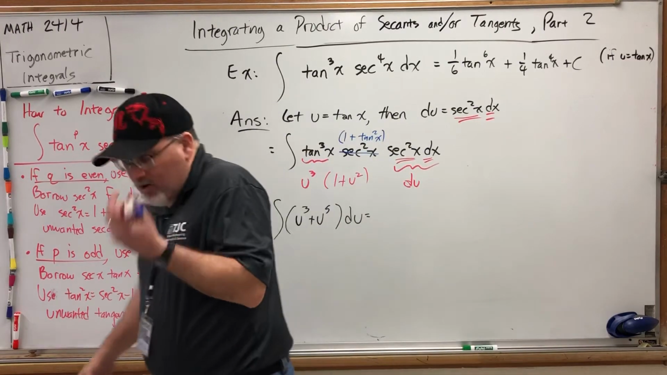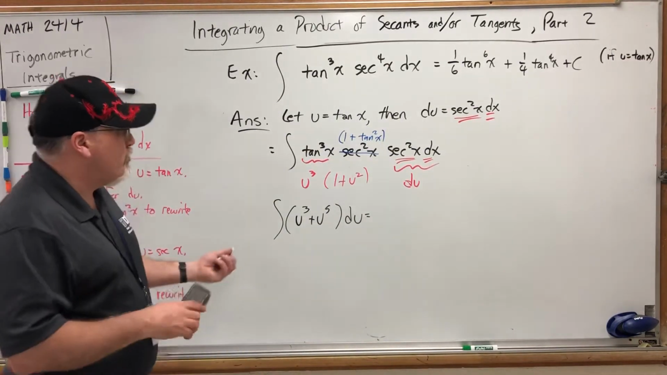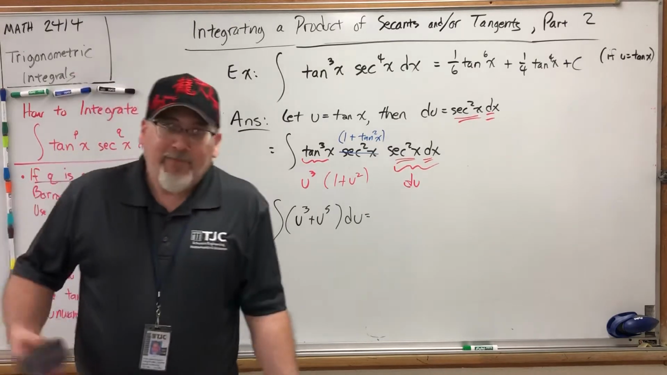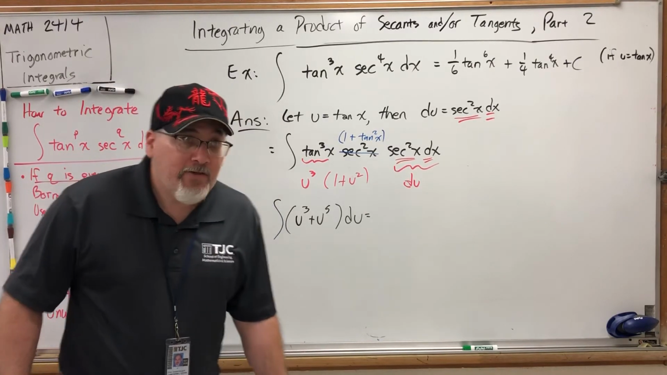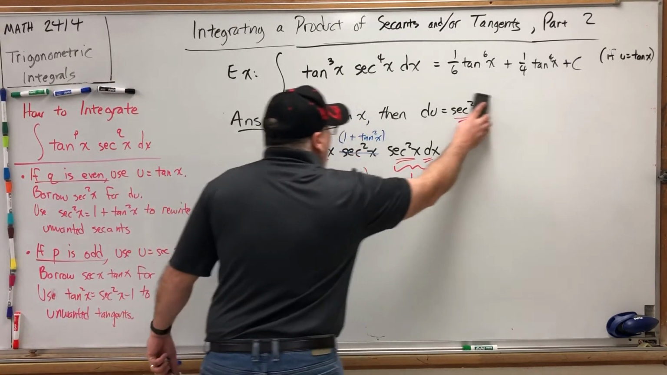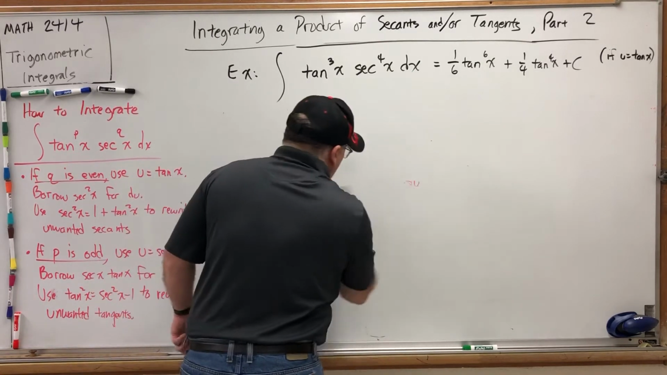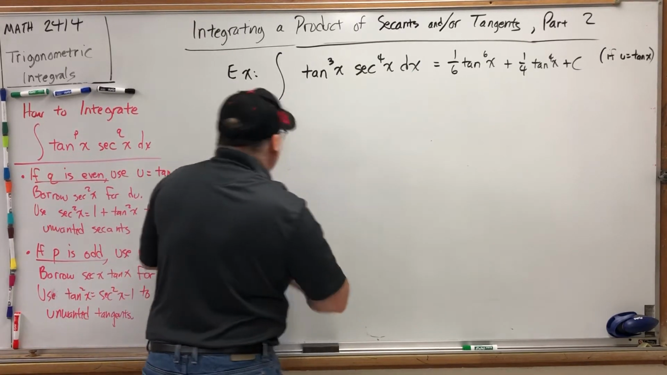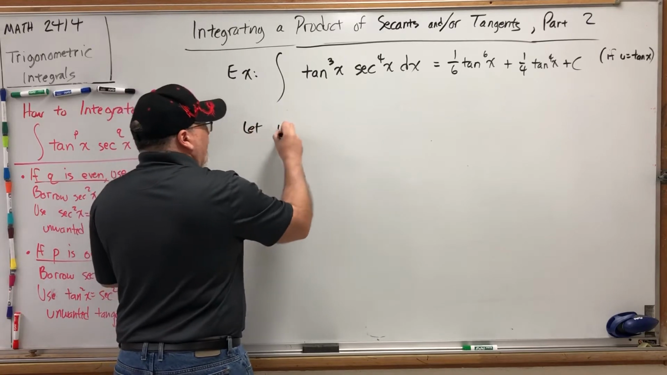And you may be wondering on a homework question or a test question, what if I choose one and you're expecting the other? Well, if they both work, I'll accept either. But let's see what would have happened had we chosen instead to let u equal secant x.